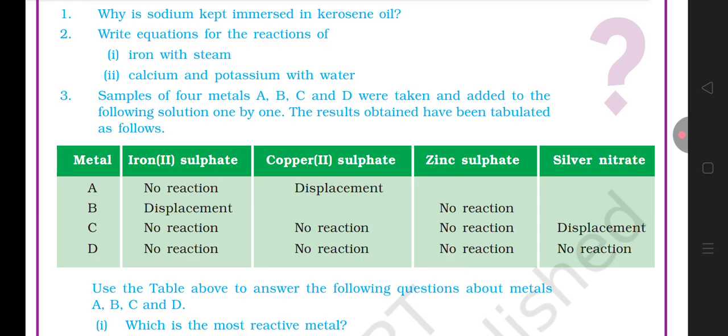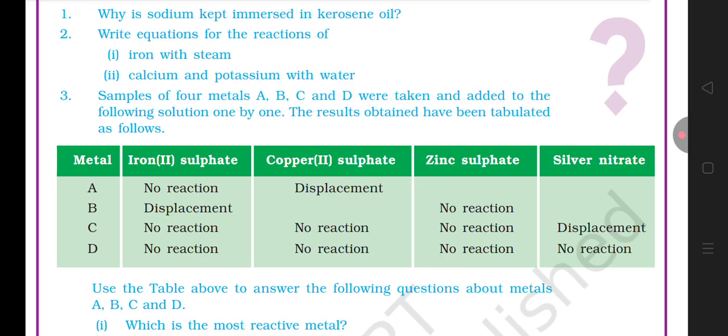So what is the metal? More than iron, but less than zinc. Okay, less than zinc, because with zinc sulfate it is not giving any reaction. So obviously the element could be zinc only, because zinc would not give any reaction with zinc sulfate. It's zinc only, isn't it? So silver nitrate, yes, it would definitely give displacement reaction.